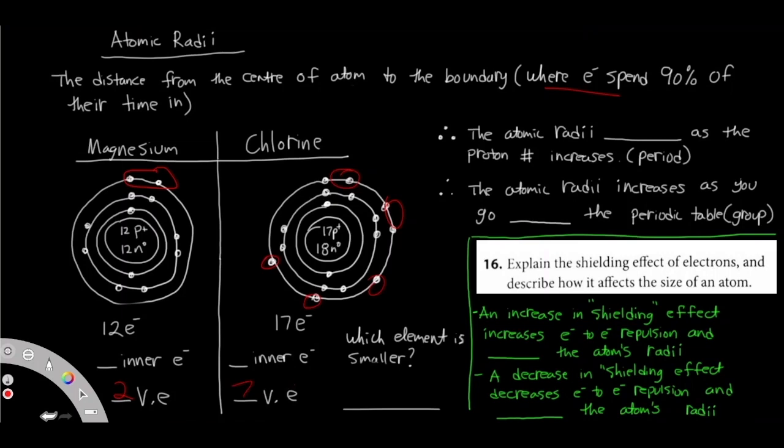What are the inner electrons? These are the electrons that are in between the nucleus and the valence electrons. They act as a shield and stop the valence electrons from having an attraction towards the nucleus. If you count them up, you get 10 for both sides. Which element is smaller? The element that is smaller is chlorine. Why is this the case?